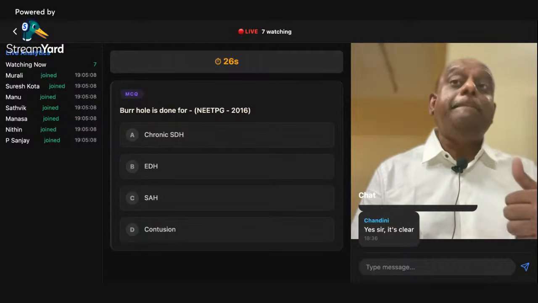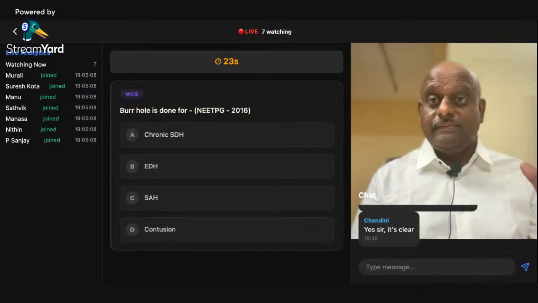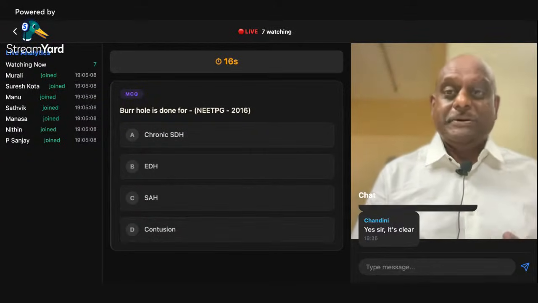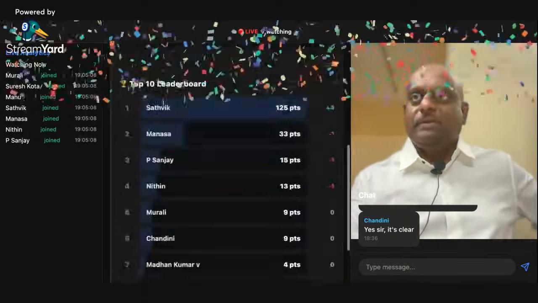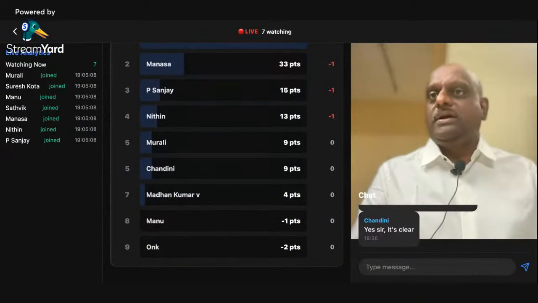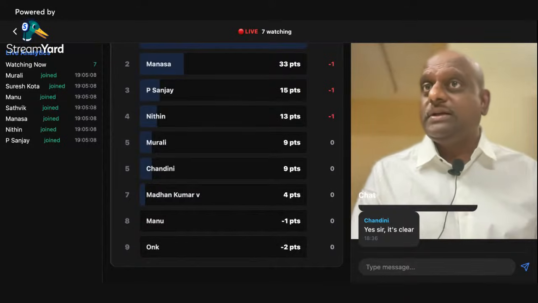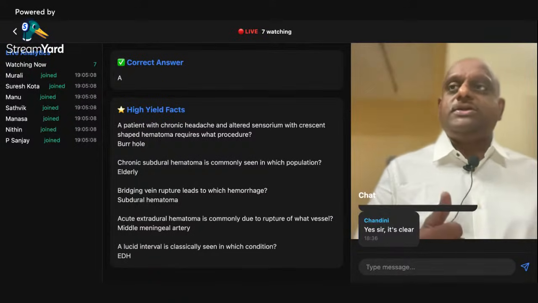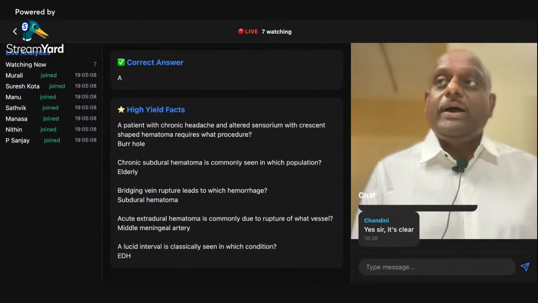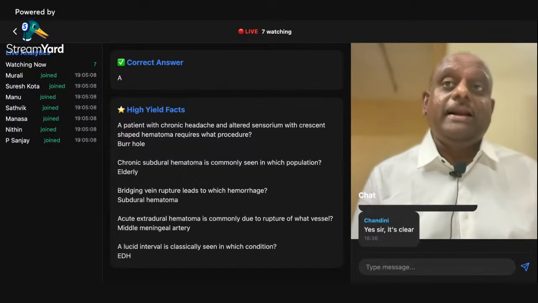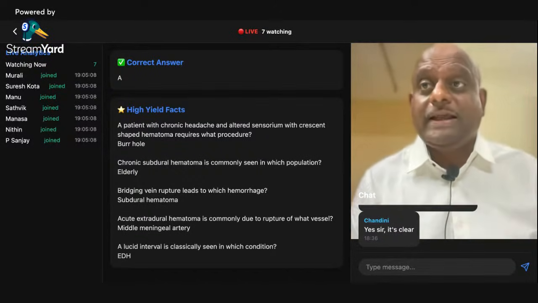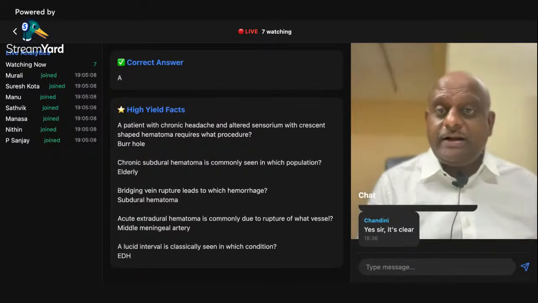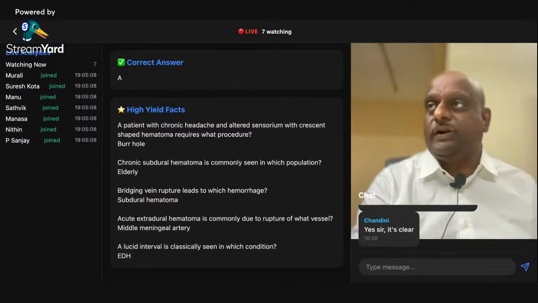Now, where do we do the burr hole? If it is an arterial bleed, if it is extradural, then burr hole has a role. Whereas subdural is venous bleed, not much. So, what is your answer, doctor? Very good. Satvik rightly answered. Oh, is it chronic SDH? Okay. A patient with chronic headache, altered sensorium with crescent-shaped hematoma requiring burr hole. Chronic subdural hematoma is common in the elderly, and it is the bridging vein rupture that leads to subdural hematoma. And acute subdural hemorrhage is because of the middle meningeal artery involvement. A lucid interval is the classical feature of extradural hemorrhage, is what we need to remember.